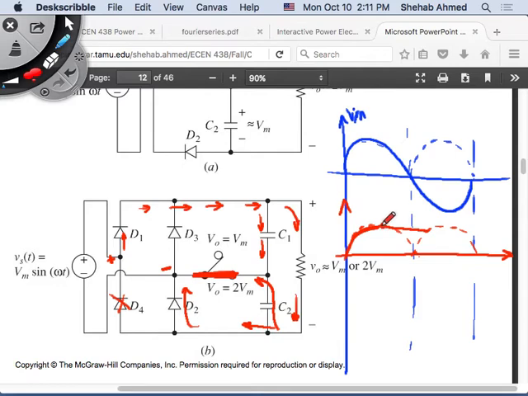But we agree that at some point, fine, D1 will stop conducting, right? That's because the capacitor will have a certain voltage higher than the input supply voltage. The diode D1 will stop conducting. Everybody's fine with this? Same discussion like last time.